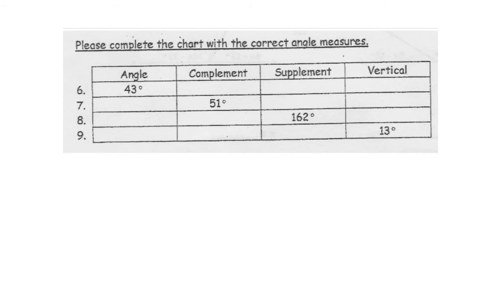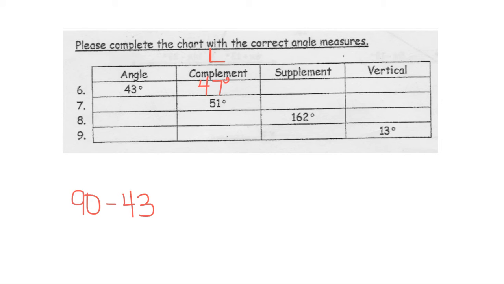We're going to complete the chart with the correct angle measures. Now, we're given an angle that is 43 degrees. And if we need to find its complement, then we need to remember that complements are going to make corners. Means they're going to add up to 90 degrees. So to find the complement of the 43-degree angle, we need to take the 90 degrees and subtract 43. This tells us that the complement is 47 degrees.